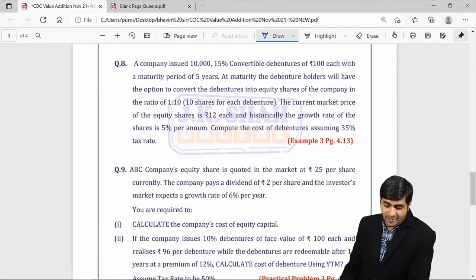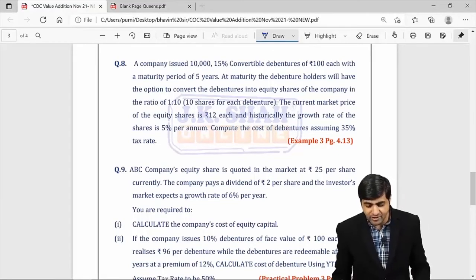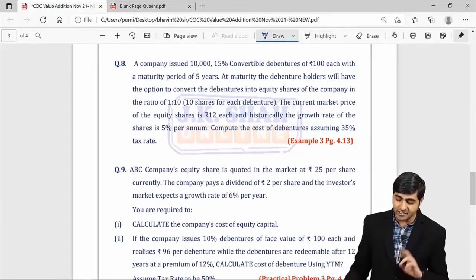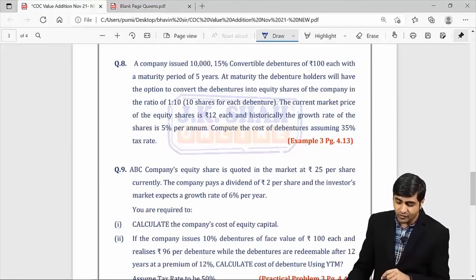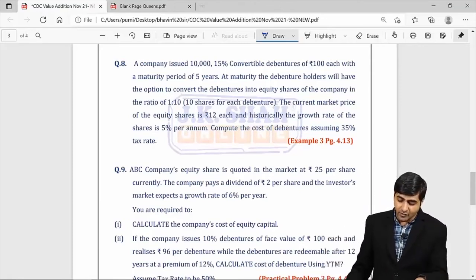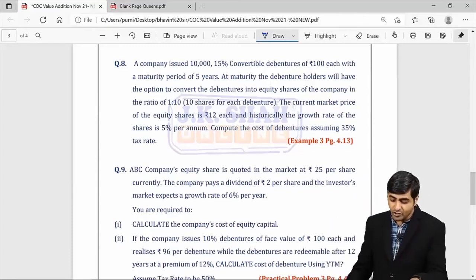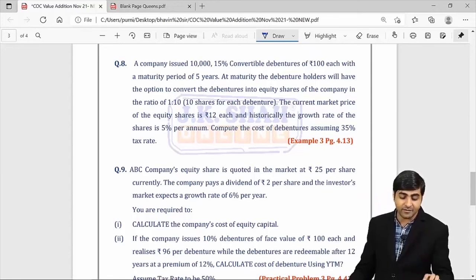Now this is your example 3, which is given to you in a study module. A company issued 10,000 15% convertible debenture of rupees 100 each with a maturity of 5 years. And guys, at maturity, the debenture holders will have the option to convert the debentures into equity shares of the company in the ratio of 1:10. So for each debenture, you are going to get 10 equity shares. The current market price of the equity share is 12 rupees, and historical the growth rate of the shares is 5% per annum. So you are required to compute the cost of the debenture assuming 35% tax rate.